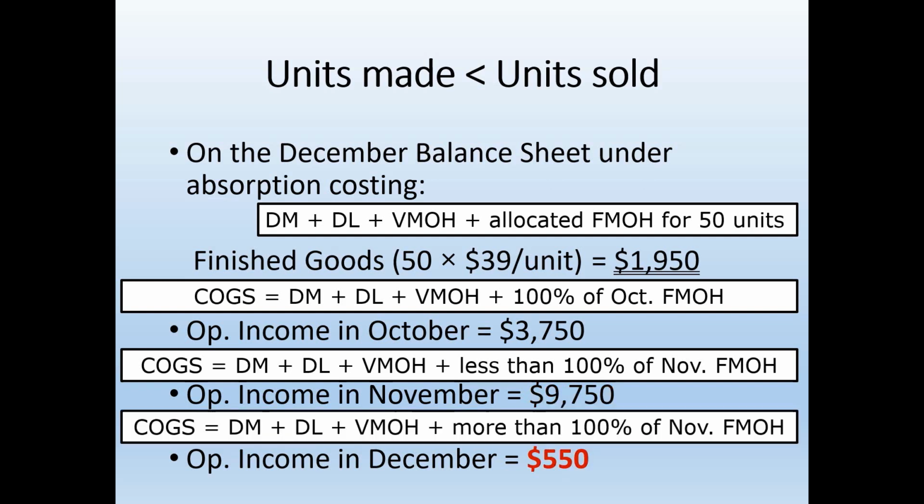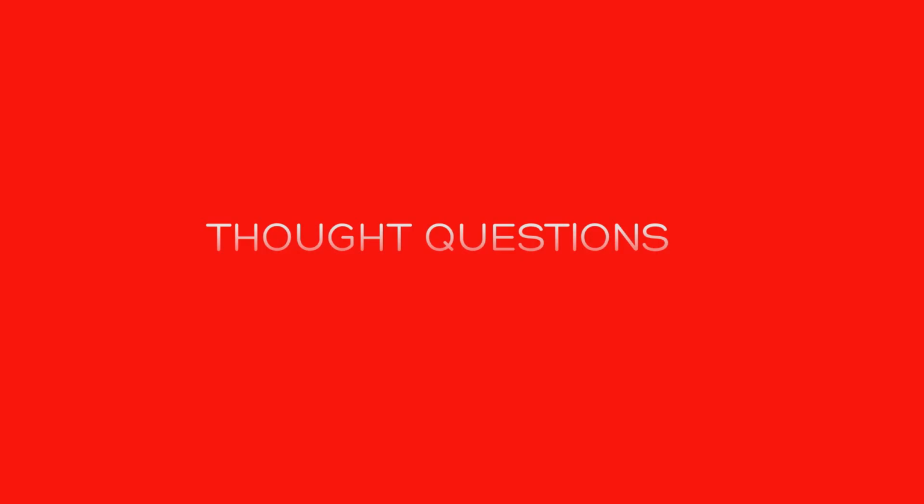In December, we sold more units than we made. That means that we recognized all of the December manufacturing overhead and part of the November manufacturing overhead as part of cost of goods sold. That's why operating income is so much lower in December.